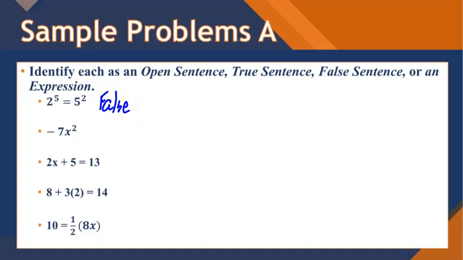Next, -7x squared. Since there is no equal sign, we know this would be an expression. And it can't be an open sentence or a true sentence only because it's not an equation, and those sentences have to be an equation. Next one, 2x plus 5 equals 13. Since it has a variable, it's an equation. We don't know if it's true or false, so this would have to be an open sentence.